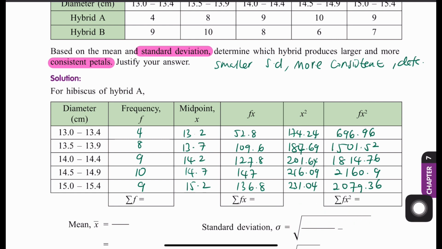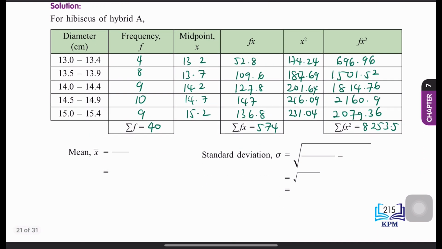So summation of x is 40, summation of fx is 574, summation of fx square is 8253.5. Okay, next kita kira dia punya mean. Mean for hybrid A is summation of fx 574 divided by 40. So kita akan dapat 14.35.